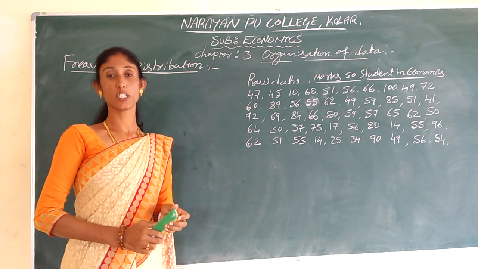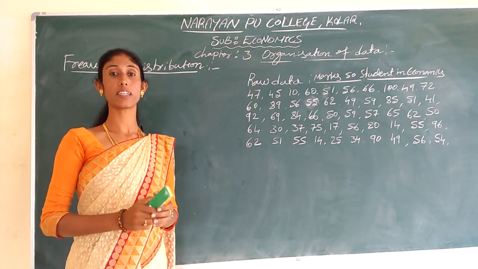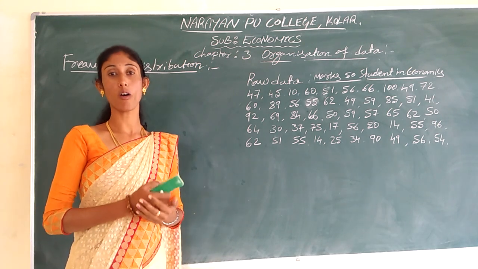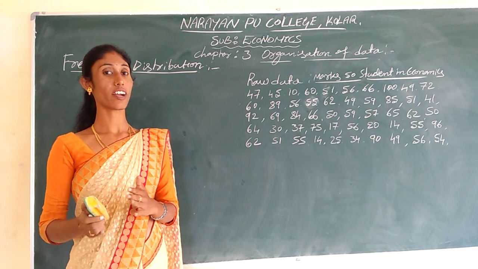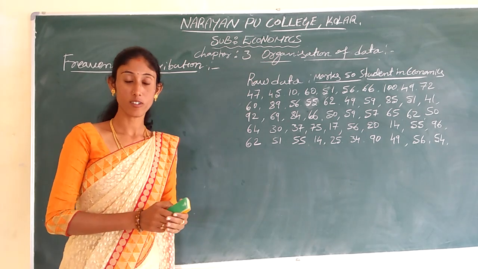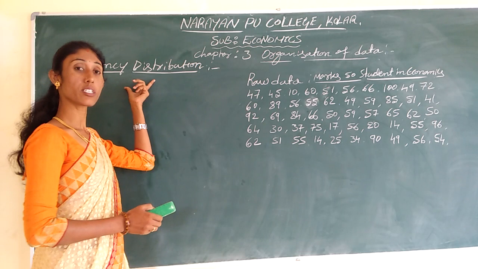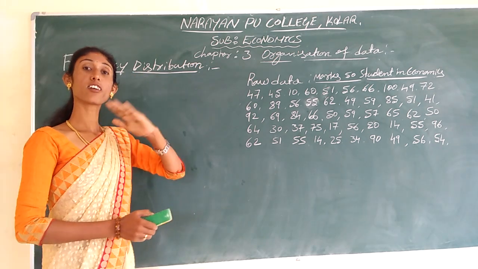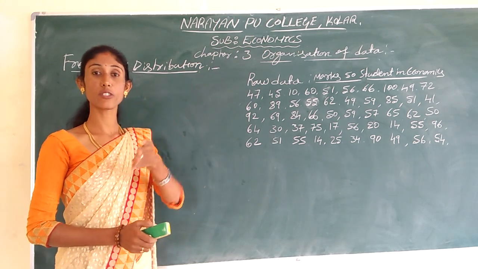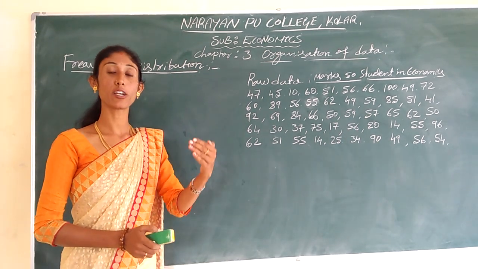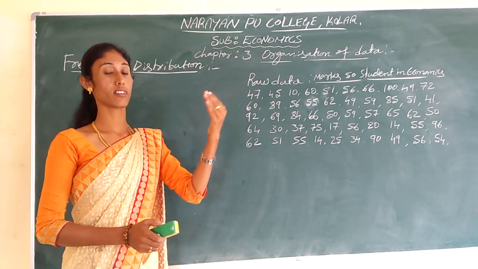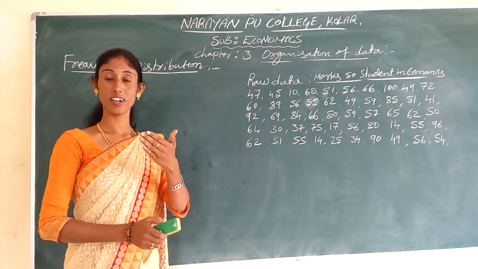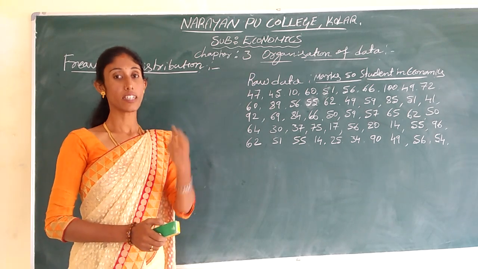Frequency distribution is nothing but a comprehensive way of classifying the raw data in a particular order. Already we have discussed that. What does frequency distribution mean? Frequency distribution is nothing but a comprehensive way of classifying the raw data in a particular order, maybe in ascending or in descending order. Arranging in a particular order is nothing but frequency distribution.